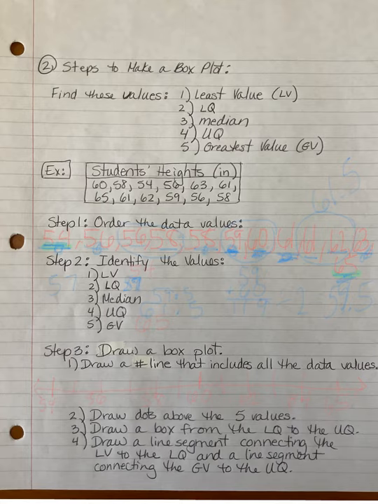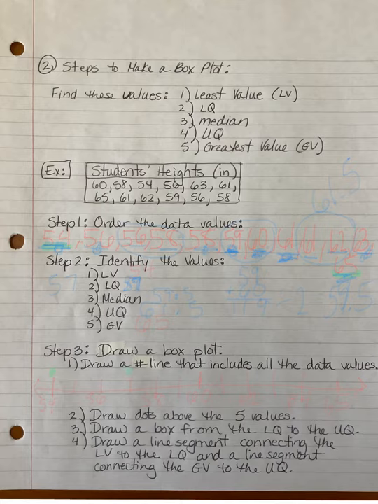Okay, so I drew the number line. It has all the data values from the least value to the greatest value. Now I'm going to draw dots above all those values I found, those 5 values. So the least value was 54. I'll draw a dot there above the number line. The lower quartile was 57.